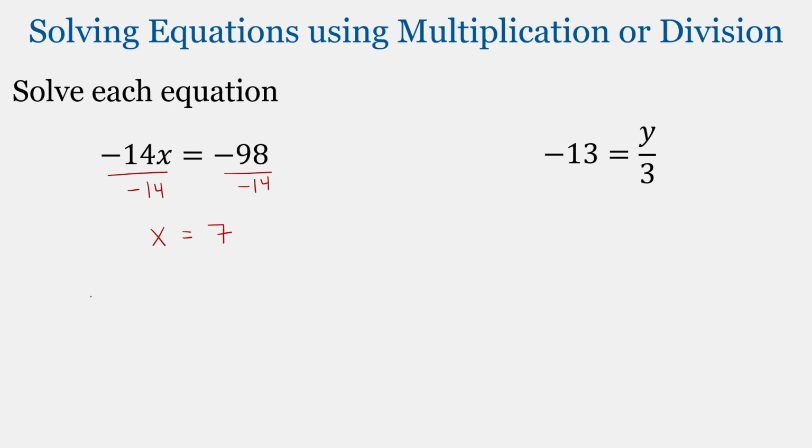Checking our answer, we get negative 14 times 7 equal to negative 98. And when we multiply 14 times 7, we get 98. And then we have a negative times a positive, so this will be negative 98. And that's equal to negative 98.